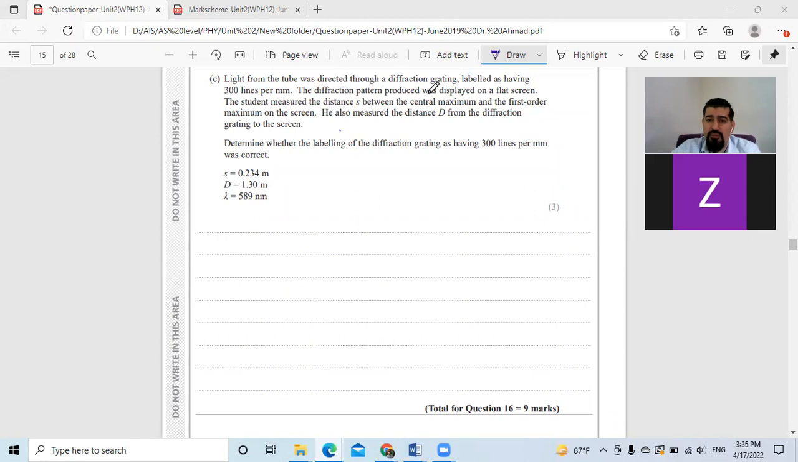The diffraction pattern produced was displayed on a flat screen. The student measured the distance between the central maximum and the first order on the screen. He also measured the distance d between the diffraction grating and the screen. Determine whether the labeled diffraction grating of 300 lines per millimeter was correct or not. So again, what they ask: this is the diffraction grating here. The light comes from here. The light, as they told us, passed until it reached the screen. This is the distance d from here to there.